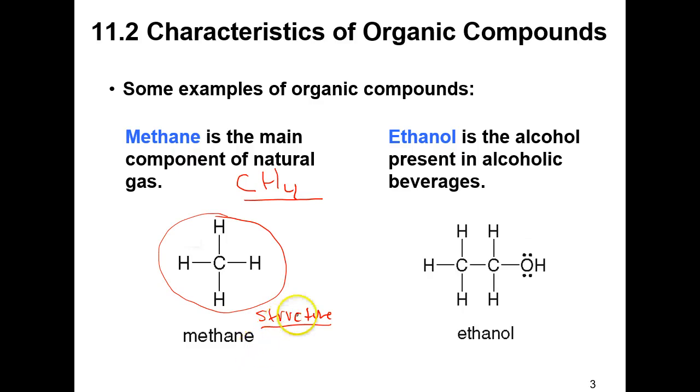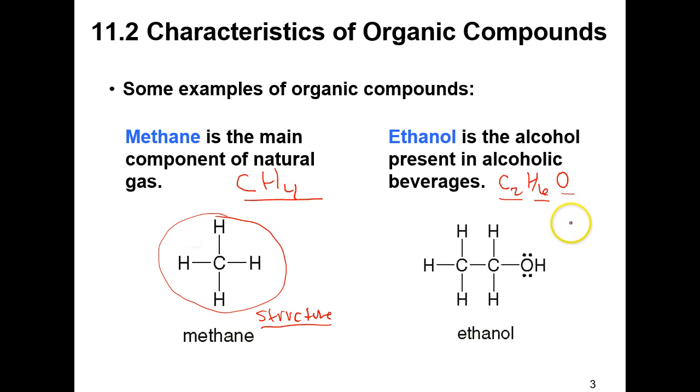A second compound is ethanol, which is found in drinking alcohol. This is the structure for it, the chemical structure. The formula would be C2H6O. Usually when you write organic molecules, you always write the number of carbons first, then the number of hydrogens, then any other atoms you have after that.